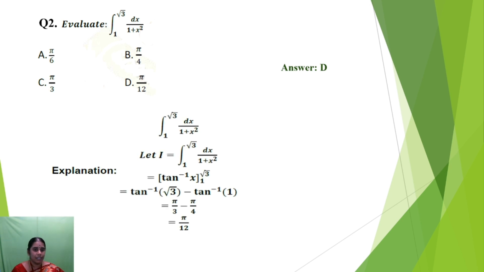Next, question number 2. Evaluate the integral from 1 to root 3 of dx divided by 1 plus x square. We have to evaluate the integral and find the answer. Here the answer is D. See the explanation. Let us take the integral as I. We know the formula: the integral of 1 by 1 plus x square is tan inverse of x. The limits are 1 to root 3, upper limit minus lower limit. So tan inverse of root 3 minus tan inverse of 1, which is pi by 12, which is option D. So the value of the integral from 1 to root 3 of dx divided by 1 plus x square is pi by 12.